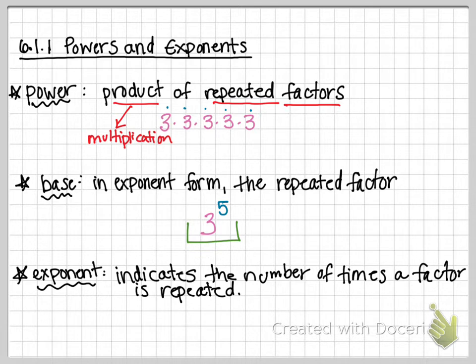So altogether, that little expression we say 3 to the 5th power is how we would say that. 3 to the 5th power. And we call it all together, the base and the exponent, a power, because it has a base and it has an exponent. All together we call it a power.